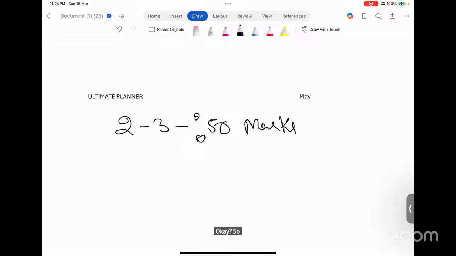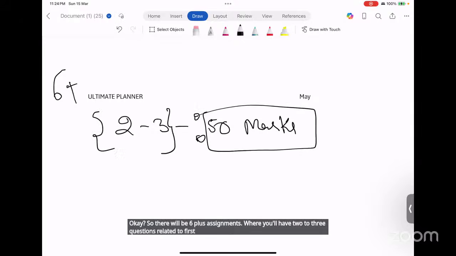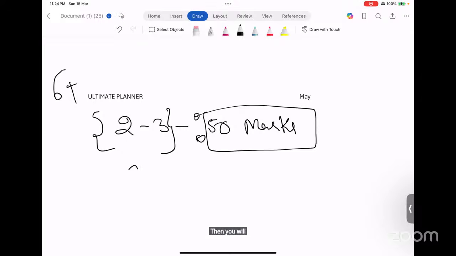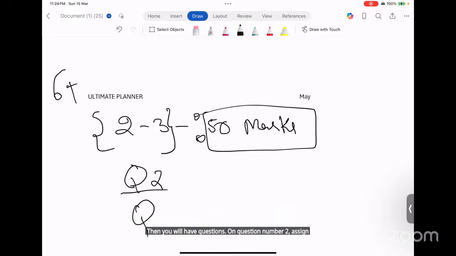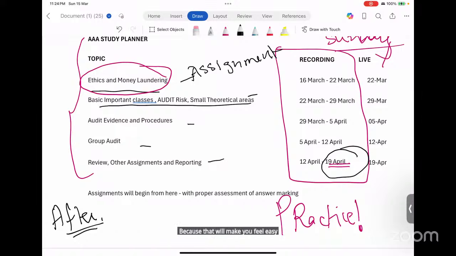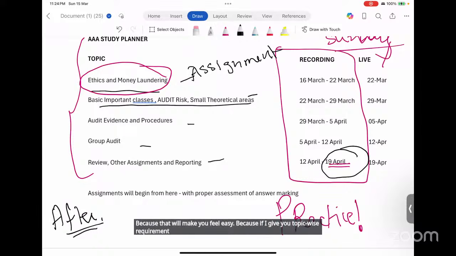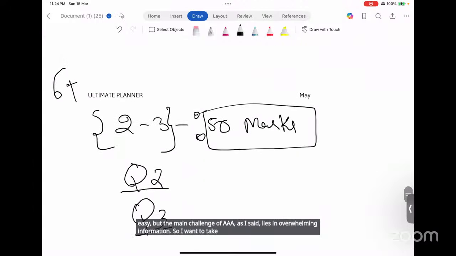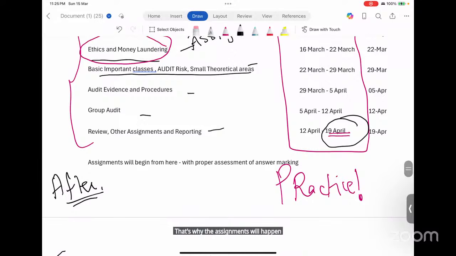Okay. So there will be 6 plus assignments where you'll have 2 to 3 questions related to the first question, the 50 marker question. Then you will have assignments on question number 2, and question number 3. So this way I can ask you exam standard questions in the assignment rather than picking up topic-wise requirements, because that will make you feel it's easy. If I give you a topic-wise requirement, just an 8 marker related to ethics, you will feel ethics is very easy. But the main challenge of AAA, as I said, lies in overwhelming information. So I want to give you a full question that is exam standard. That's why the assignments will happen post syllabus completion.